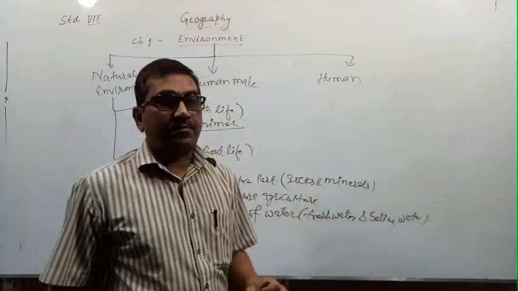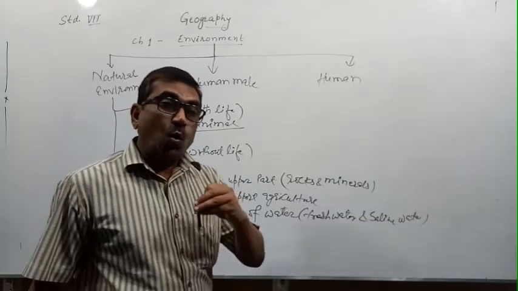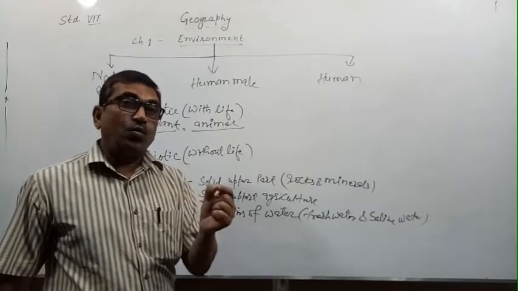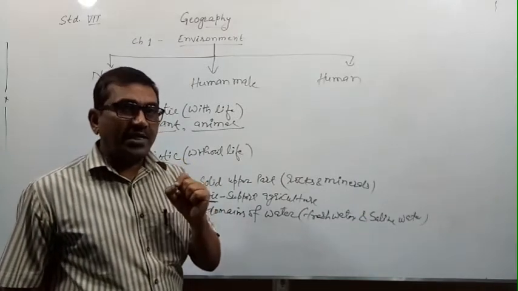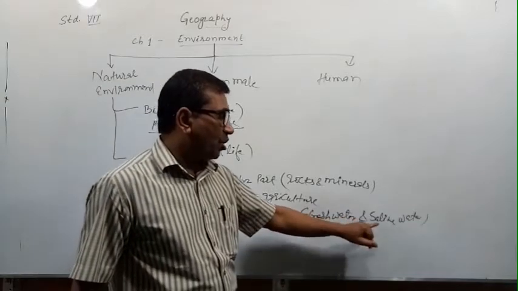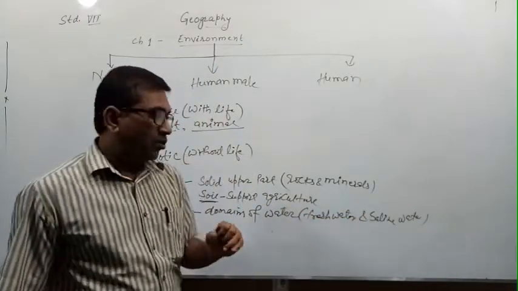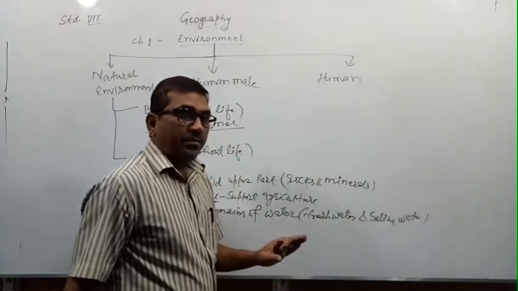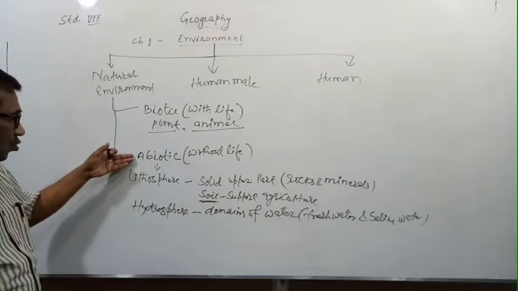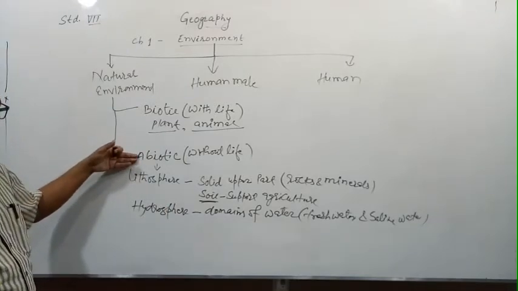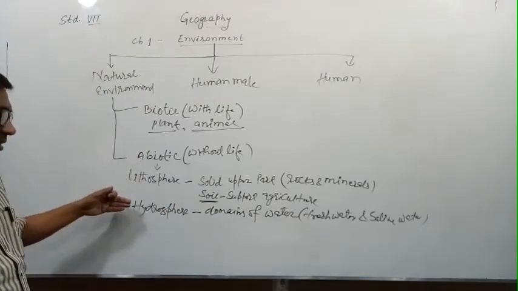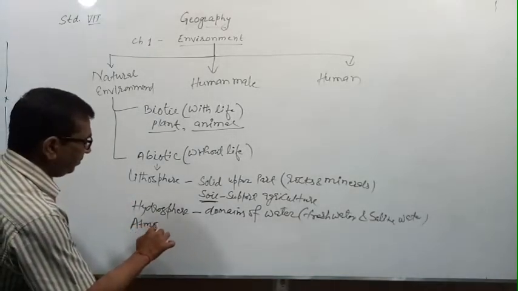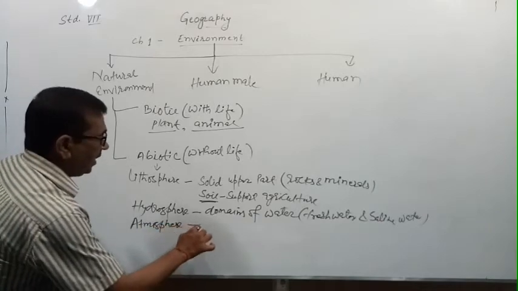And then there is saline water, meaning ocean and seas, including a few lakes also. Ocean and seas are the source of saline water. So we have got the fresh water, we have got the saline water. It means two parts we have got of abiotic: one is lithosphere, one is hydrosphere. The third part can be said to be atmosphere.